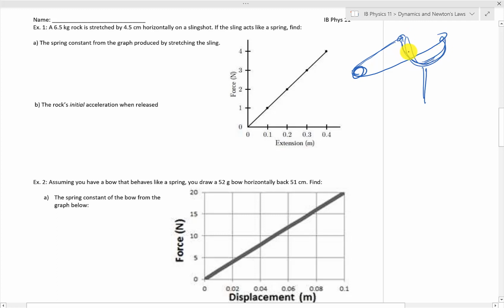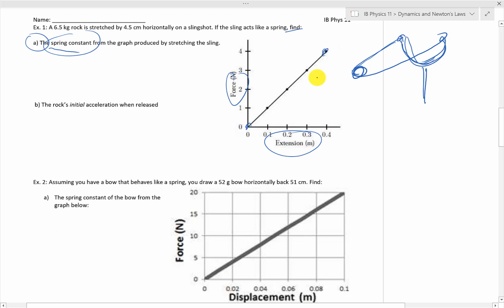But first, question A says we need to find the spring constant from the graph produced by stretching this sling. And we just talked about that. If it's a force displacement graph, then all we need to do is find the slope of the graph to get our spring constant. So let's do that now. Okay, so to get the slope of this graph, I do want to take points as far apart as I can. And these 2 points seem very viable. I'm going to take the endpoints, which is at the origin and here.